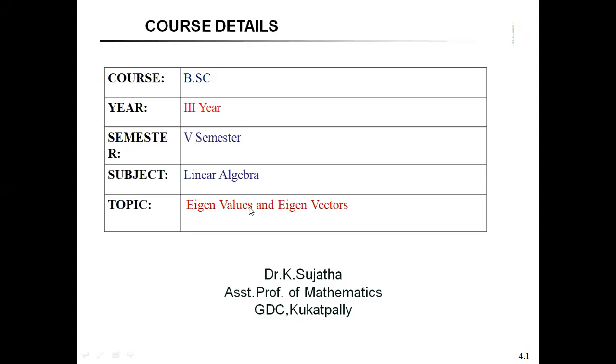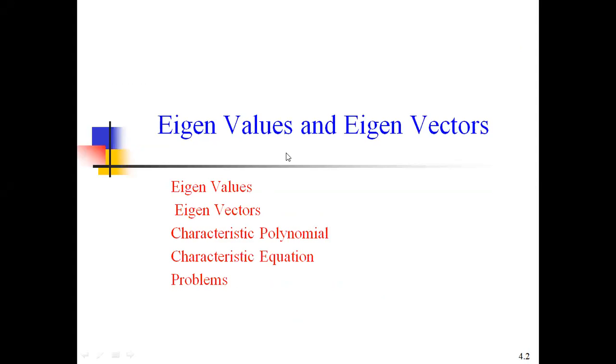Today I am going to explain about eigenvalues and eigenvectors. In this, we will mainly discuss eigenvalues and eigenvectors of a matrix A, the characteristic polynomial of the matrix A, and also the characteristic equation, and we will discuss problems regarding them.